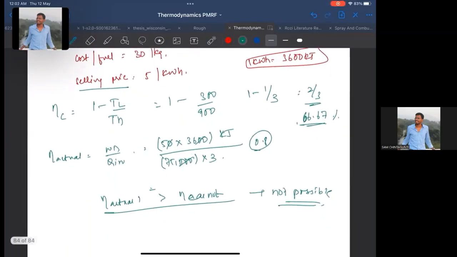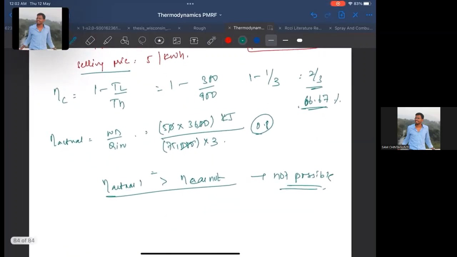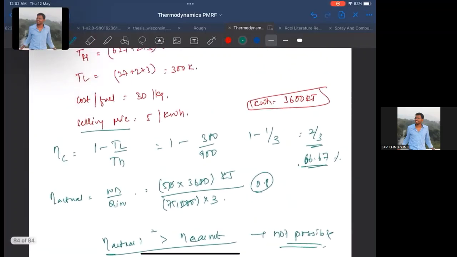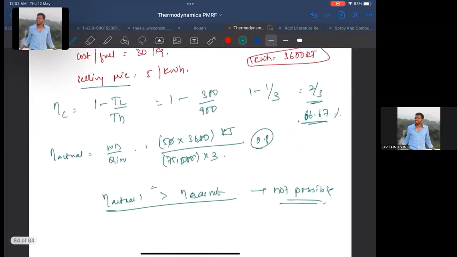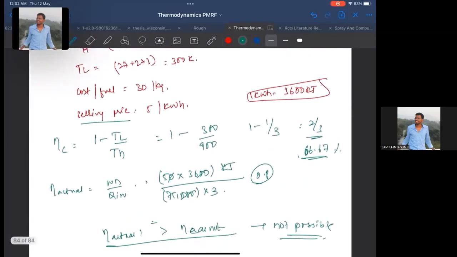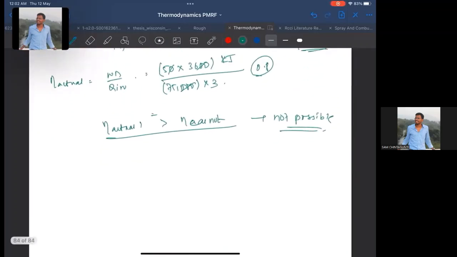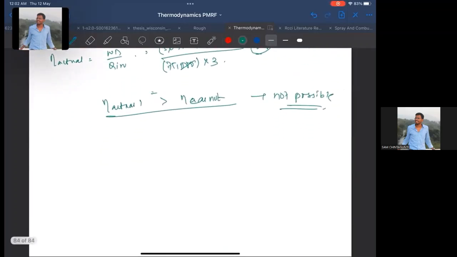So we don't even have to go into the economical or uneconomical part. If it is a possible cycle, then you first find the cost per kilowatt hour, or cost per something. Maybe cost per kilowatt hour is the best case because the selling price is also in kilowatt hour. So what is the cost per kilowatt hour? You find that out and then compare with the selling price. You have the efficiencies, you have the cost of fuel that you can find.